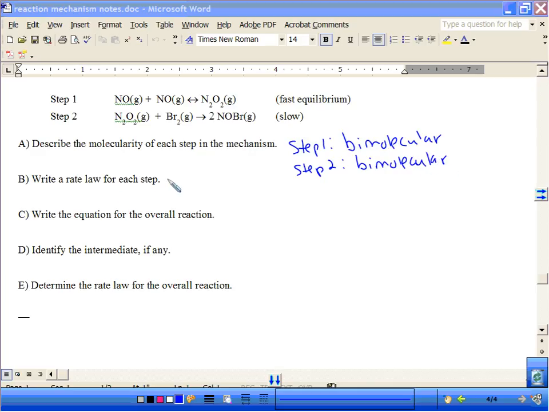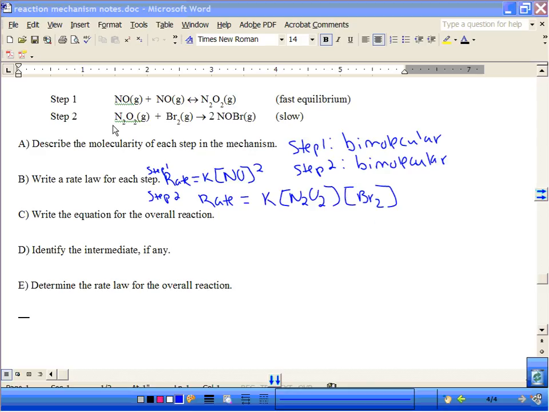The rate law for each step: for this first one, rate equals K times NO times NO, which makes NO squared. This was step 1. For step 2, rate equals K times NO2, O2 times Br2, to the first, rates to the first, both of them. You can put ones or not put ones, so there's my answer to that one.